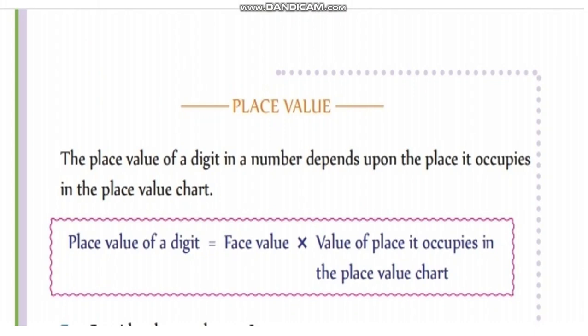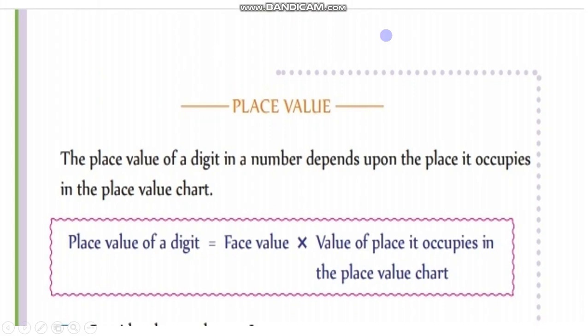This is our place value chart. We know the place value of a digit depends on the place occupied in the place value chart. This is the most important point. In the face value, the value of a digit doesn't change, but when we come to place value, the value of a digit depends on the place value chart. So here I have a formula to find out the place value.